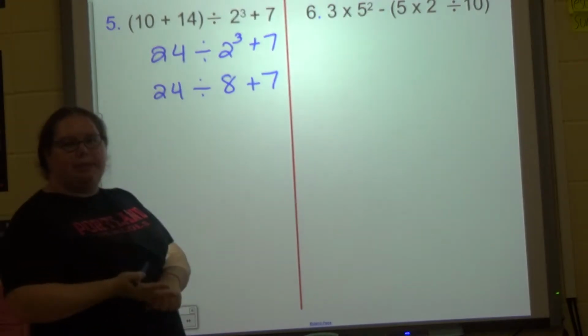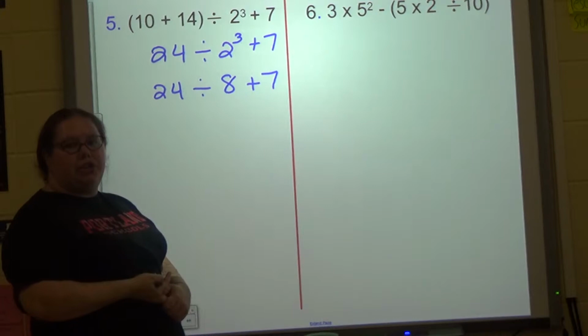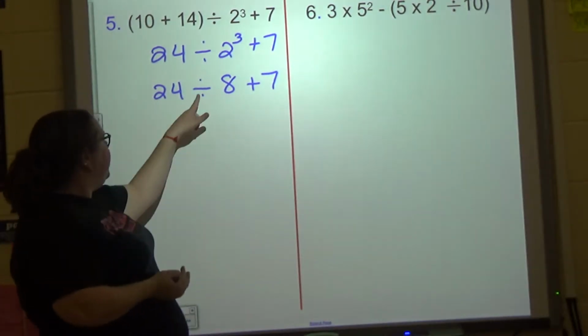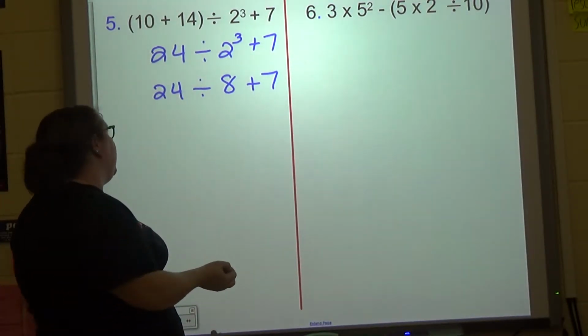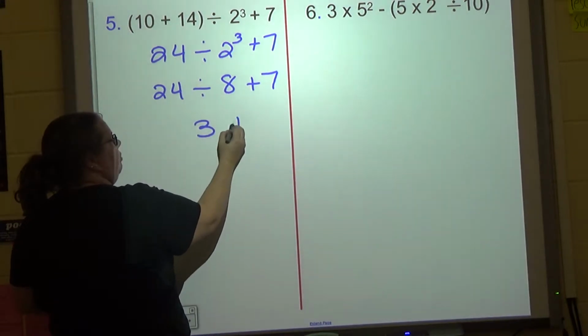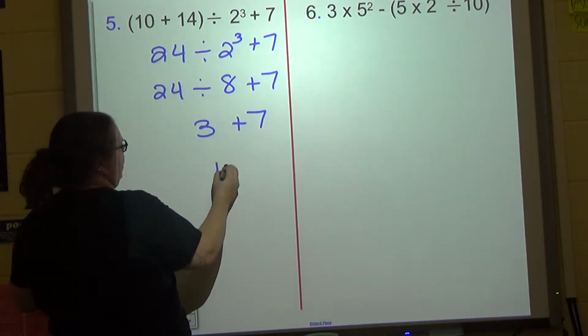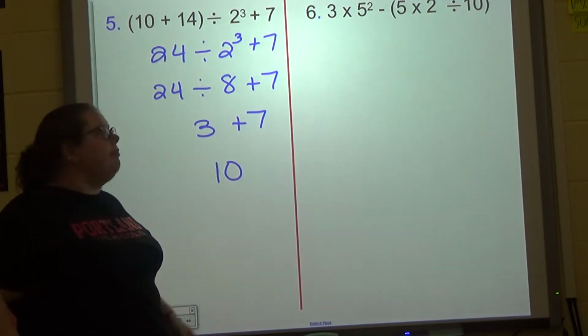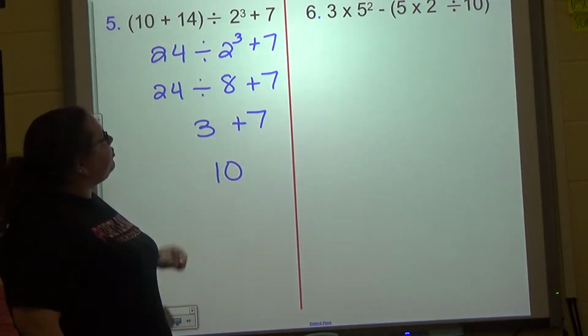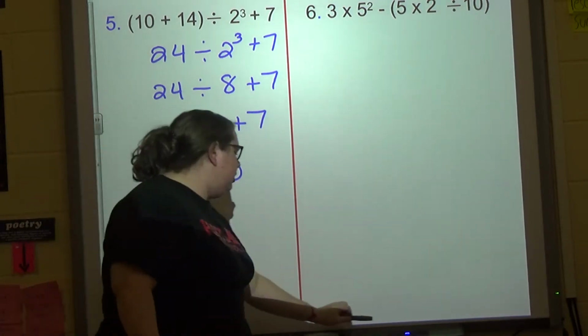So parentheses and exponents are done. Next, multiplication and division, left to right. I do have a division. 24 divided by 8 is 3, plus 7. Lastly, add, and we get 10. Done. All right, next one. Number 6.